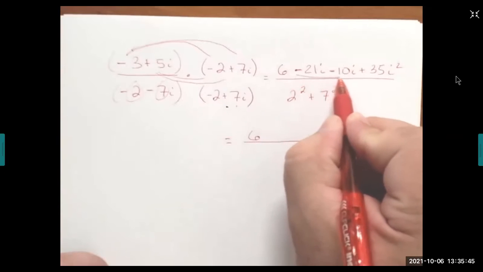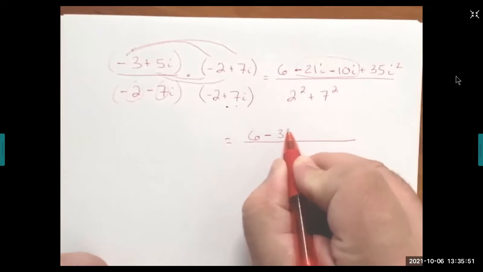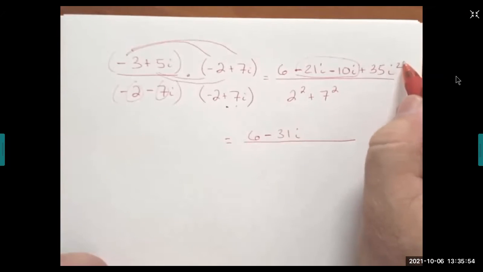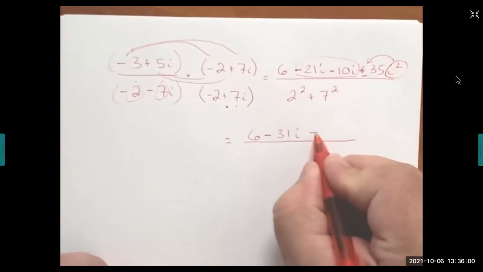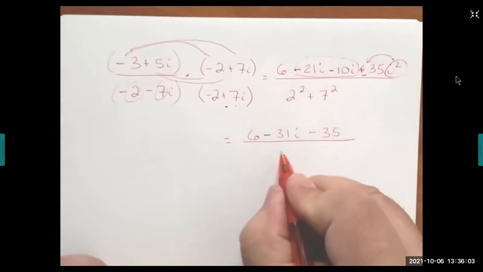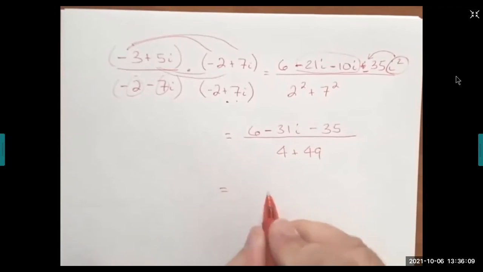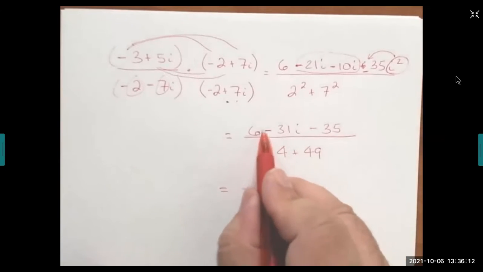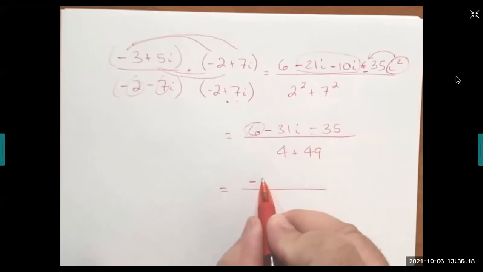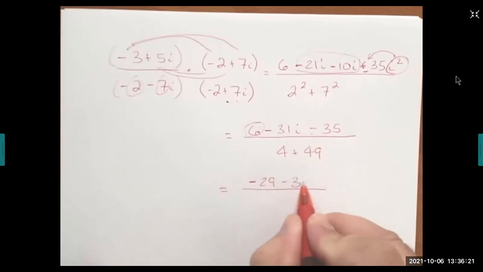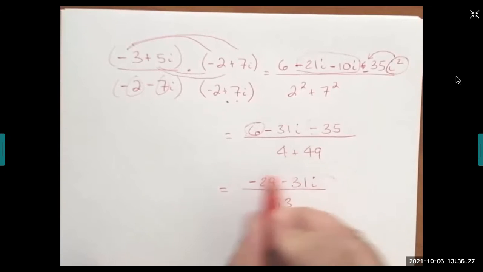Combine like terms. -21 minus 10, they're both negative, so it's 21 plus 10 is negative 31i. The i squared changes the sign of the 35, so it's minus 35. 4 plus 49 on the bottom. 6 minus 35: 35 is bigger, so it's negative. 35 minus 6 is 29. 49 plus 4 is 53.